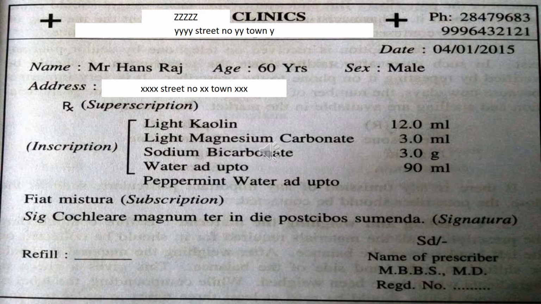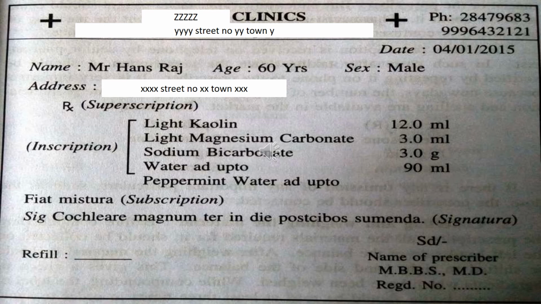The next part of the prescription is the personal information of the patient, which includes name, age, sex and address of the patient. The third part of the prescription is superscription, which is denoted by the symbol Rx, which means thou take or you take. This symbol was employed by the ancients in requesting God for the quick recovery or quick healing of the patient.